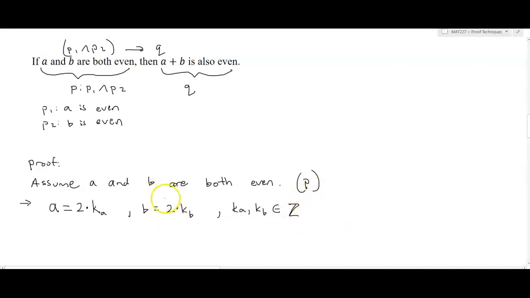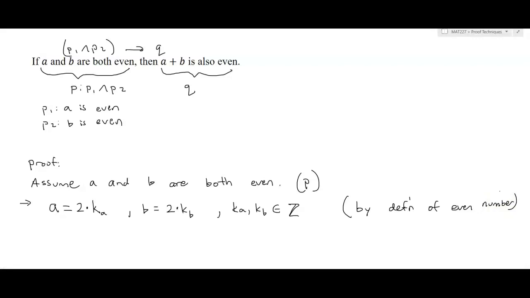And where did this step come from? How did we get from assume A and B are both even to A is equal to 2KA and B is equal to 2KB? Well, we usually want to justify our steps, so we'll say this is by definition of an even number. So we haven't done any black magic here at all. It's not like we pulled a rabbit out of our hat. We are using definitions now to logically break down this premise into something that involves equations.